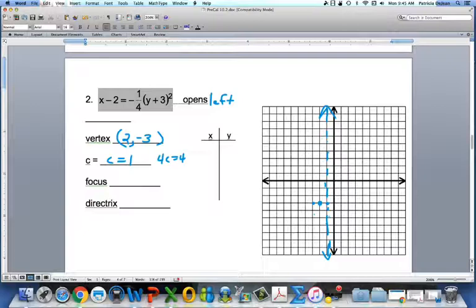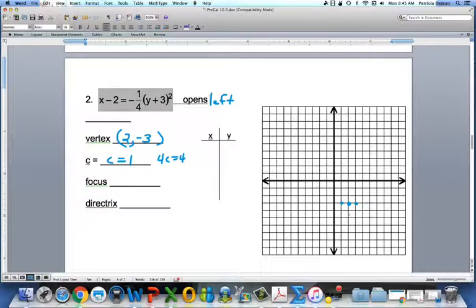Except I put my point on here wrong, so let me go back and erase. That's one thing nice about this. I hope you're working in pencil. Okay, so I went negative 2. So I've got to go to negative 3, which is down here. And then have a point and a point.